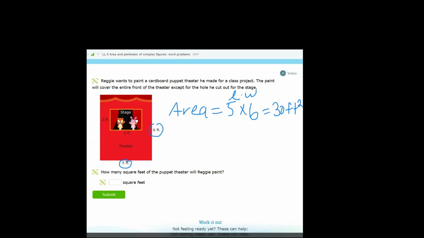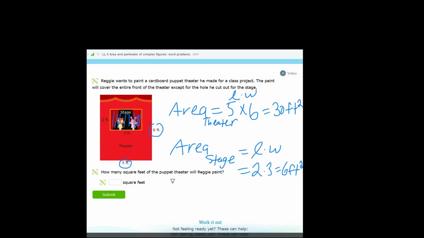But there's a hole for the stage, and Reggie is not going to paint that. So what are we going to do with it? We're going to subtract it. We're going to find the area of the stage and take it away because Reggie's not going to paint that. So this is the area of the entire theater. Area of the stage, again, that is length times width, and that is 2 times 3, which is 6 feet squared.